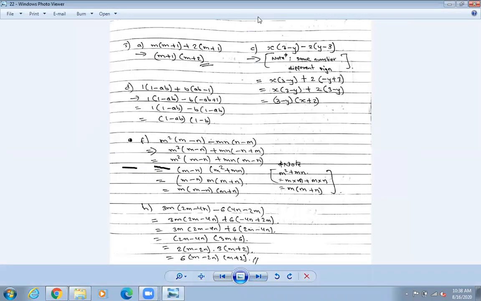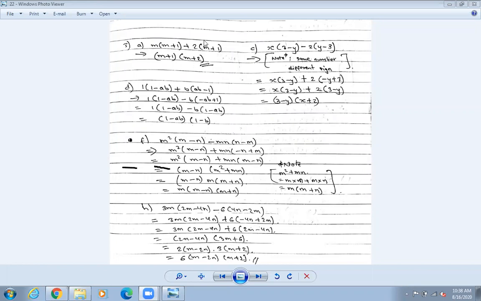I have solved this one. Look at here: m plus 1 plus 2 times m plus 1. What is common? m plus 1, m plus 1, both are the same. If m plus 1 is common, then we write m plus 1 once. What is left? Here m is left, and over here plus 2 is left. That means we write m plus 1 as common, and write m plus 2 on the other side. In this way we can complete number 3A.